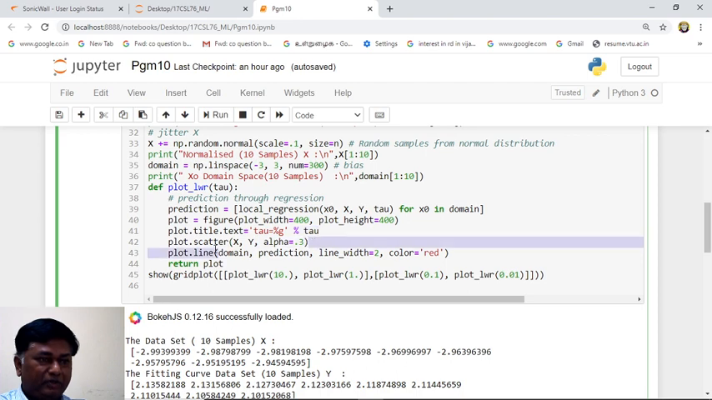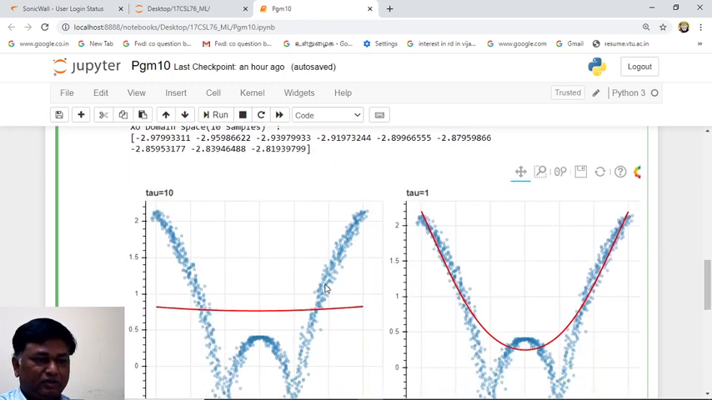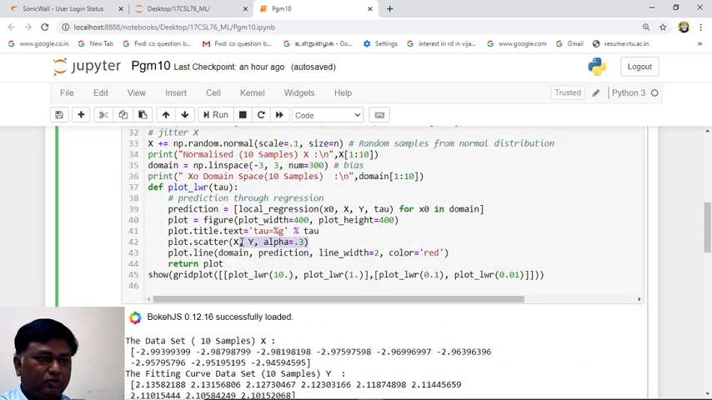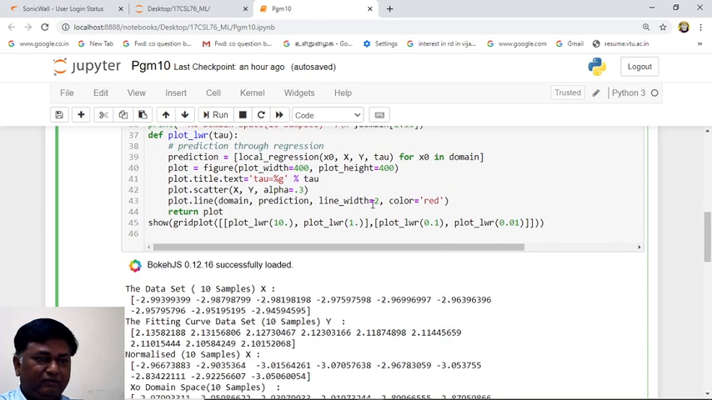We are drawing a scatter plot for your x and y values. Alpha is the color transparency, so the transparency of this data point color is alpha equal to 0.3. Now we are drawing a line for your regression points. By passing this domain point and bias point, it predicts the nearby locally weighted regression points. It draws a red line with width 2. So it returns the plot, and it comes here.